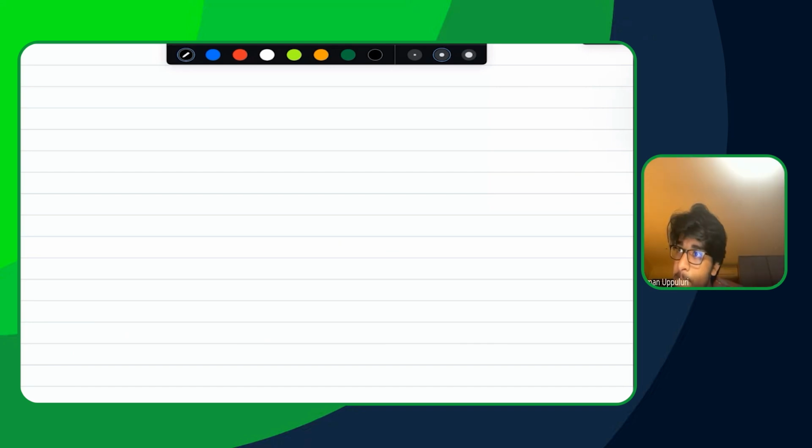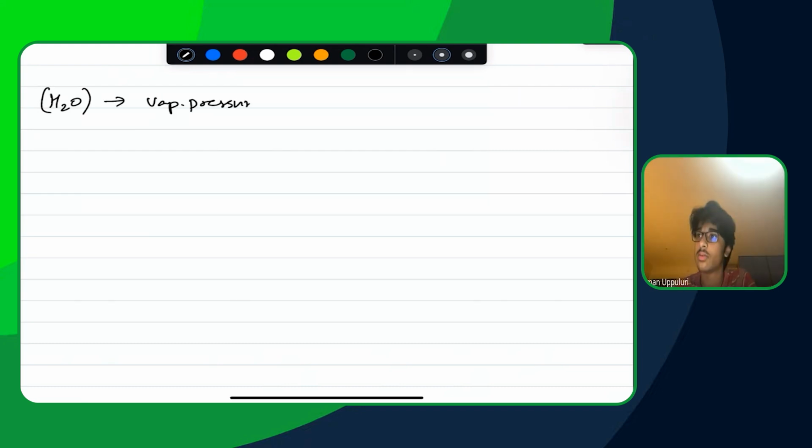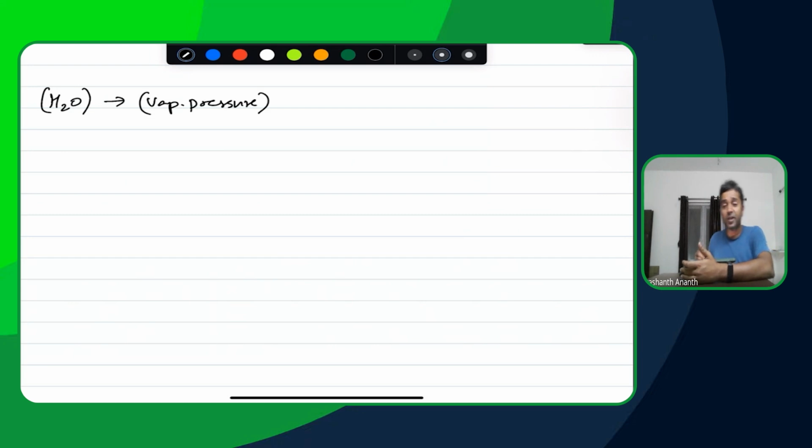So let's say we're going to be having some water in a particular beaker. You need to understand vapor pressure. I think you already know vapor pressure. Vapor pressure is basically going to be nothing but, if I'm going to be having some liquid, like say water, present in a container.